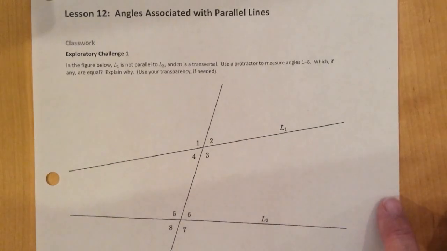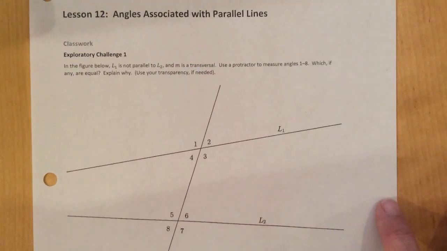But this lesson is really cool and I'm excited about it because we're going to use what we know about basic rigid motions to do some informal proofs about the measures of these angles. And so you're going to actually put to use what you've been learning in the first 11 lessons.